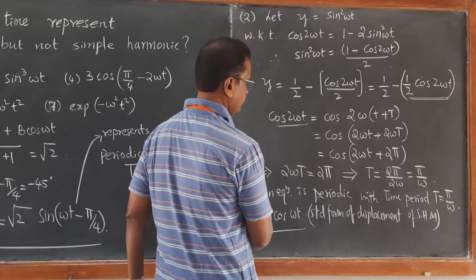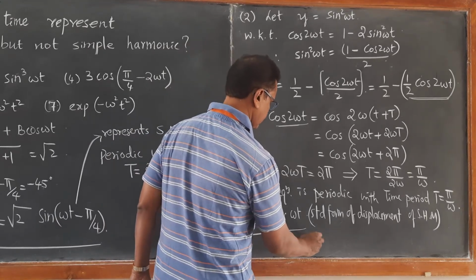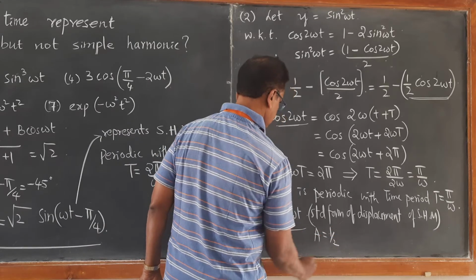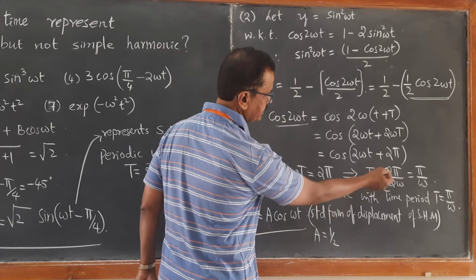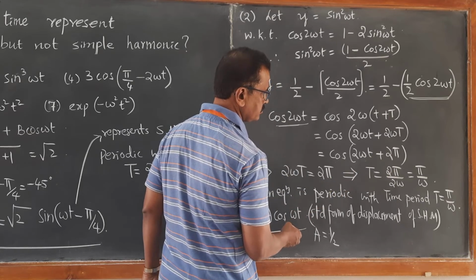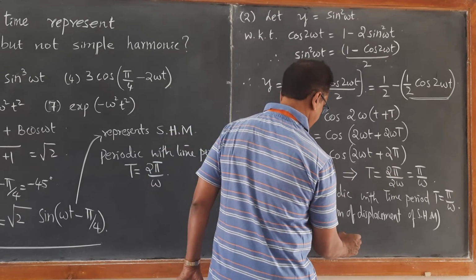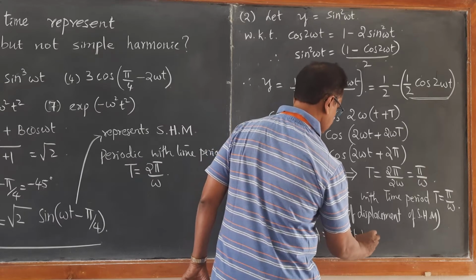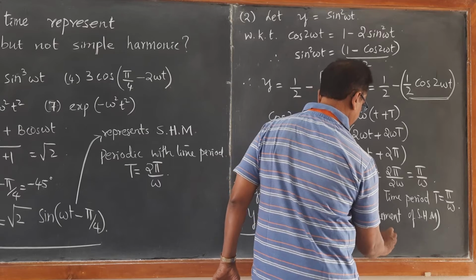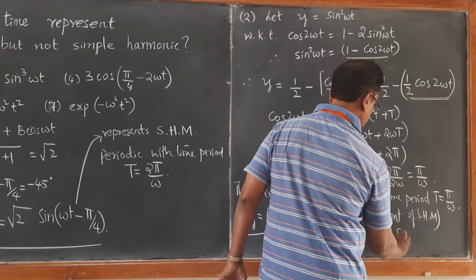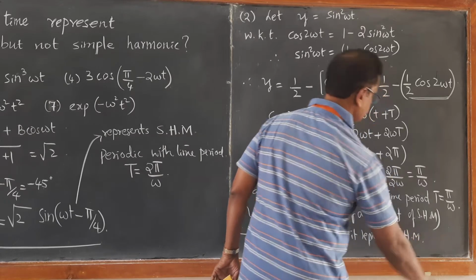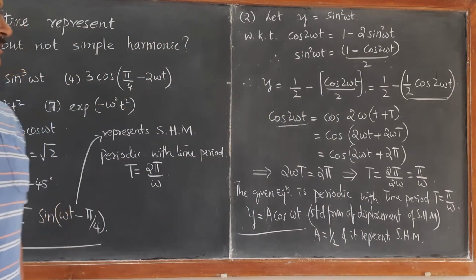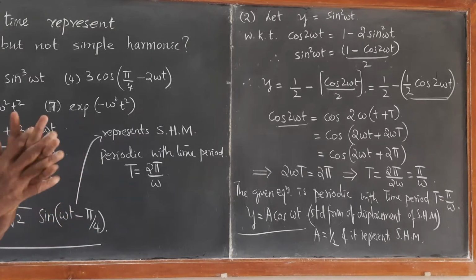Therefore, here A is half, and time period is T equal to pi by omega. A is half, and it represents simple harmonic motion. So if you draw this graph, how does it look? It's interesting.